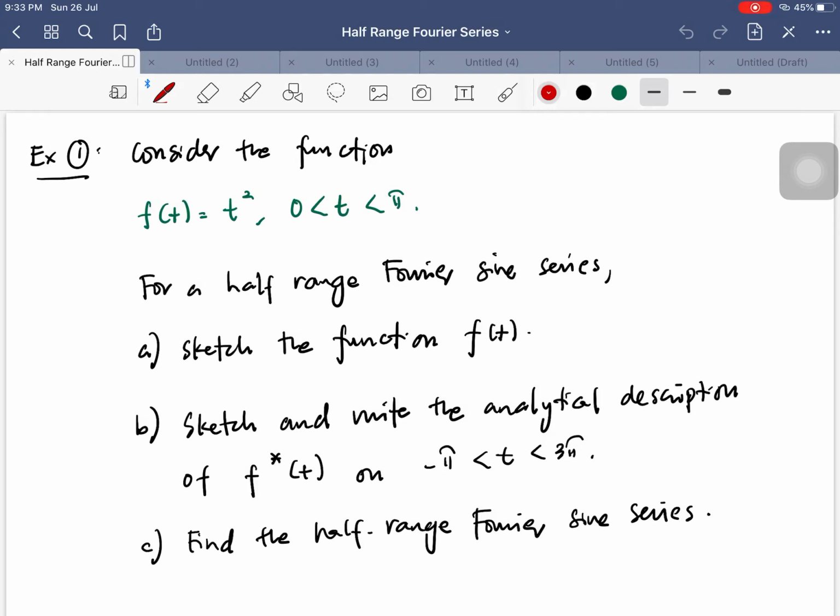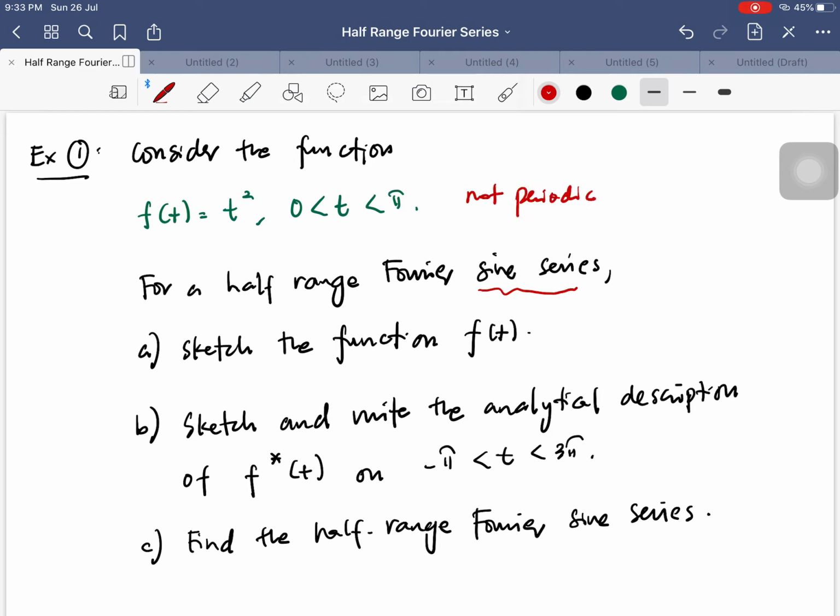Now let's have a look at this first example for half range Fourier. In this case I purposely make it in terms of a sine series. So we're going to consider the function f of t equal t squared, which is going to be from 0 until pi. And again, this function over here is not a periodic function.